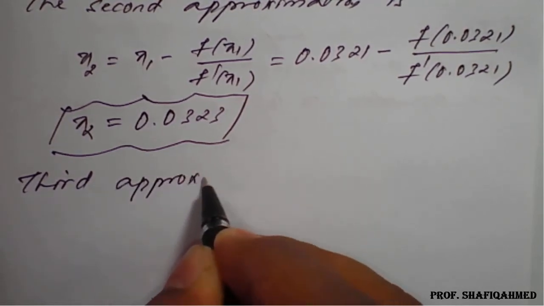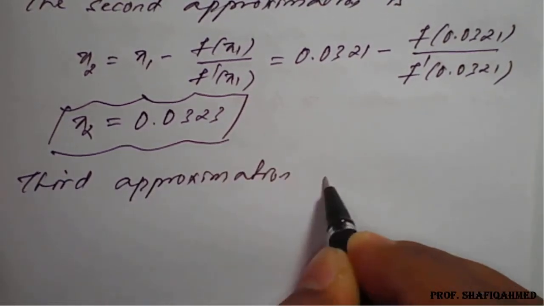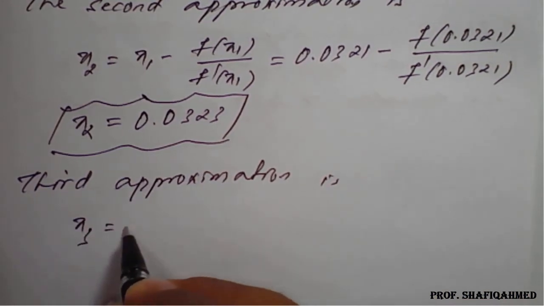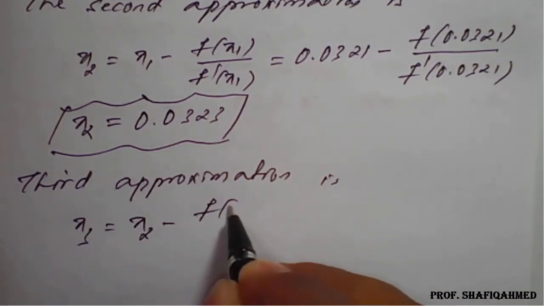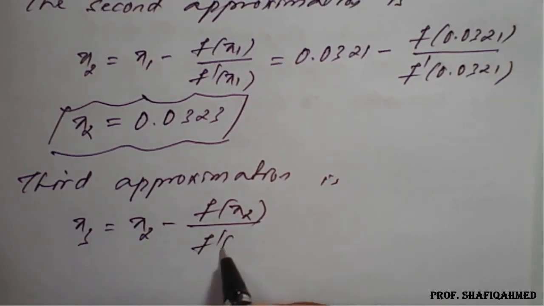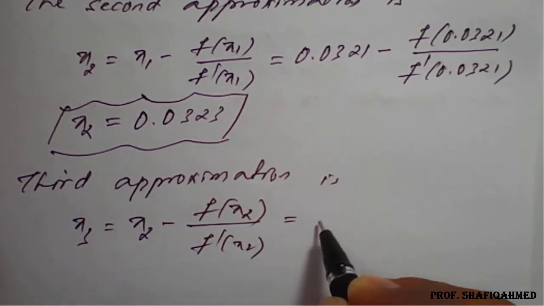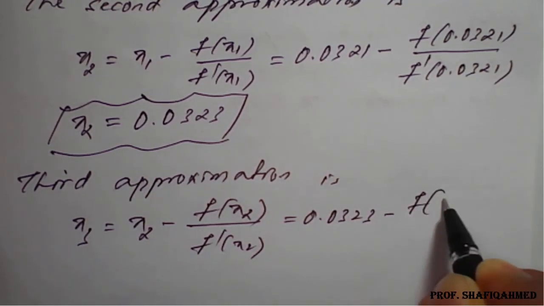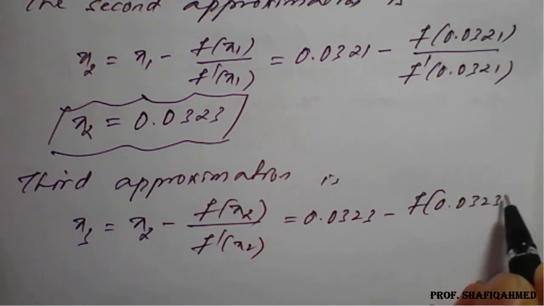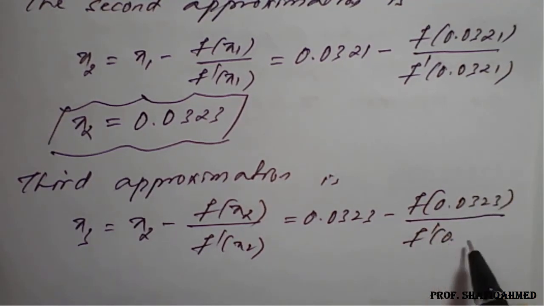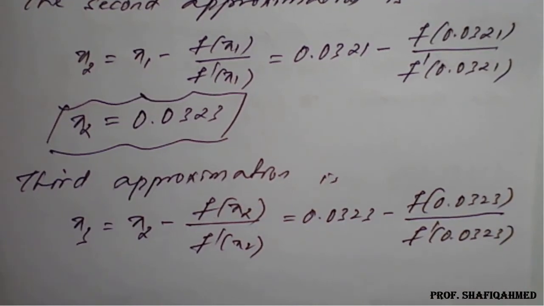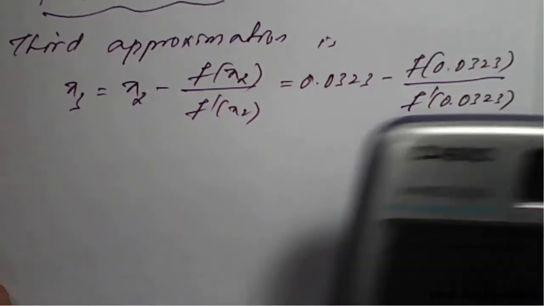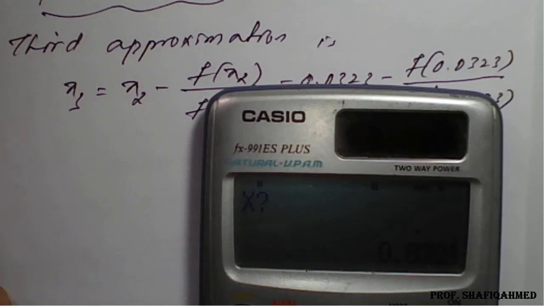So the third approximation is x3 is equal to x2 minus f of x2 divided by f dash of x2, which is nothing but x2 value we got, 0.0323 minus f of 0.0323 divided by f dash of 0.0323. So if you apply this value in the calculator, we'll see what answer we are going to get here. So x value is 0.0323, and see the answer here.